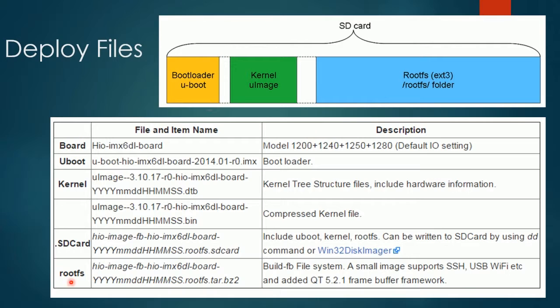These are all the files that we have after we have compiled the image. We're going to have the U-boot, the kernel, and the root files. Usually we do not change the U-boot and the kernel much, but we change the root files a lot. The U-boot is for the bootloader, the kernel is for the tree structure files. The root file system right here is for the frame buffer. So we have the SSH, USB Wi-Fi, and the Qt frame buffer framework.